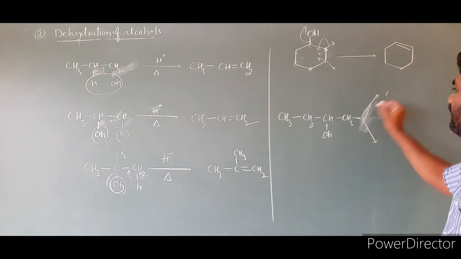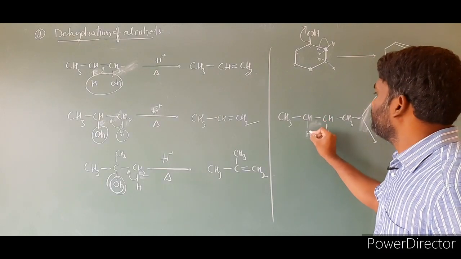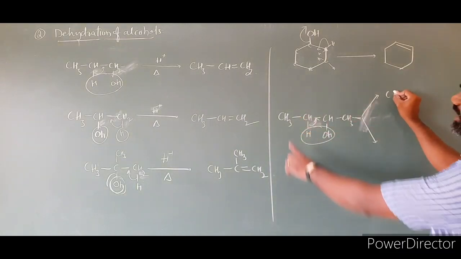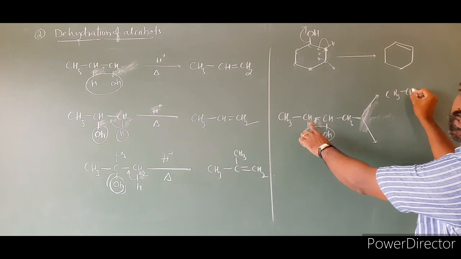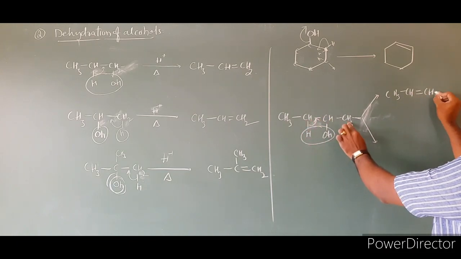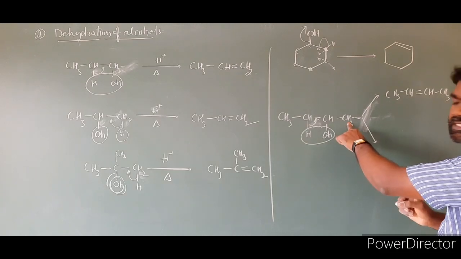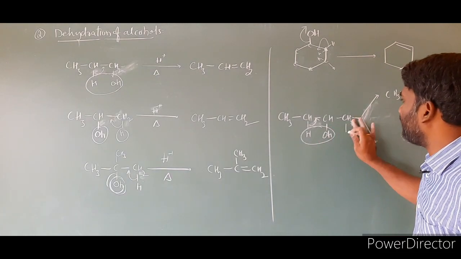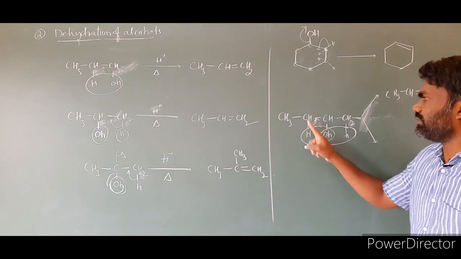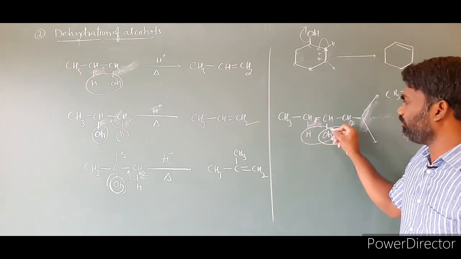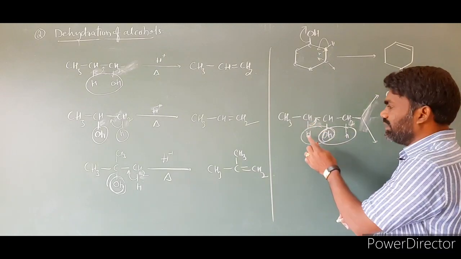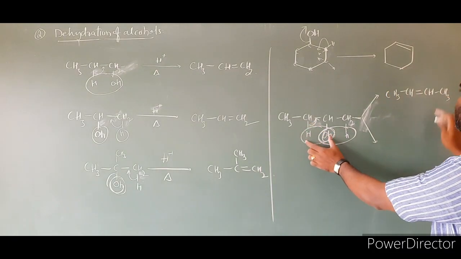For one product, I remove this H, which leaves as a water molecule, and the bond moves here. What is the product? Look carefully: CH3, CH, with a double bond between these two, CH, then CH3. Clear? This is CH3. First I removed the hydrogen on the carbon beside the carbon bearing the OH, and this OH, eliminated in the form of water. I got this product.